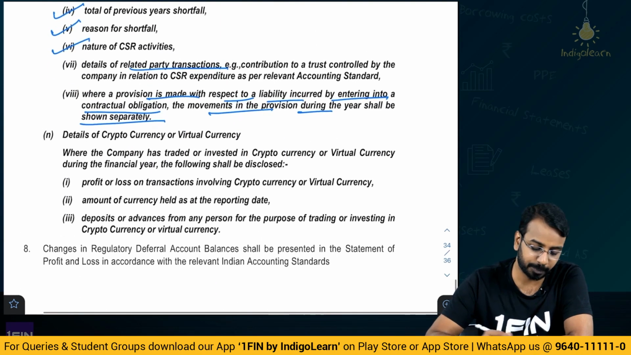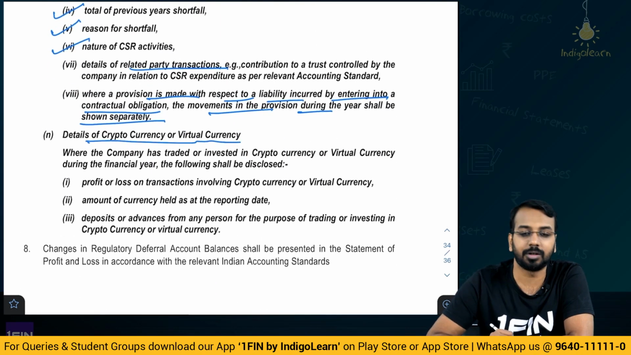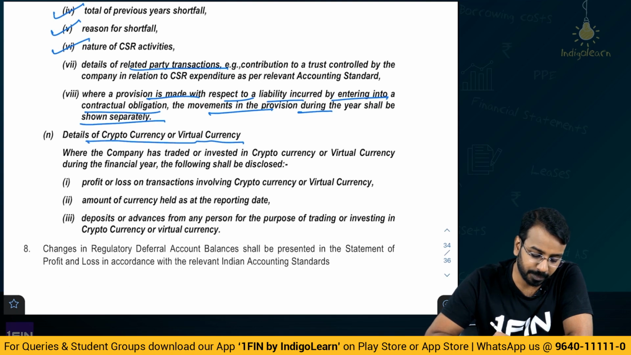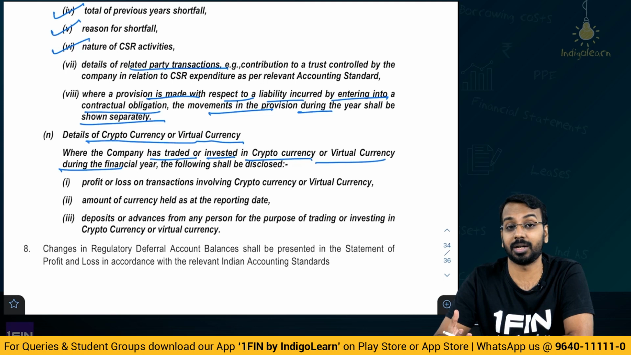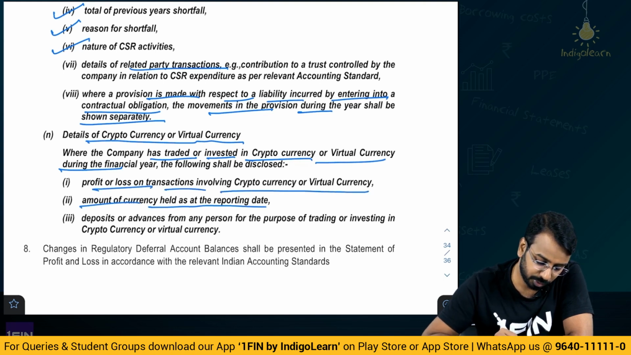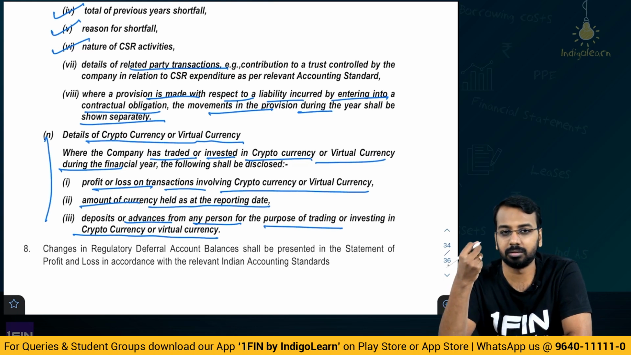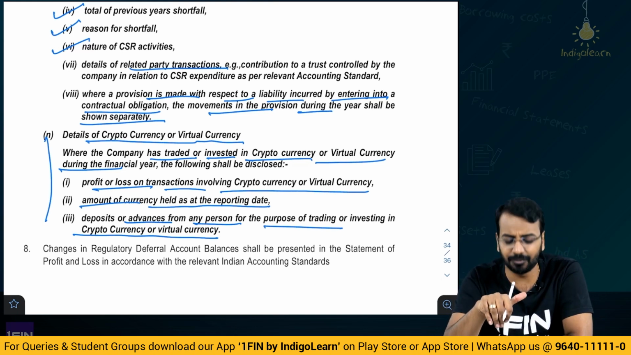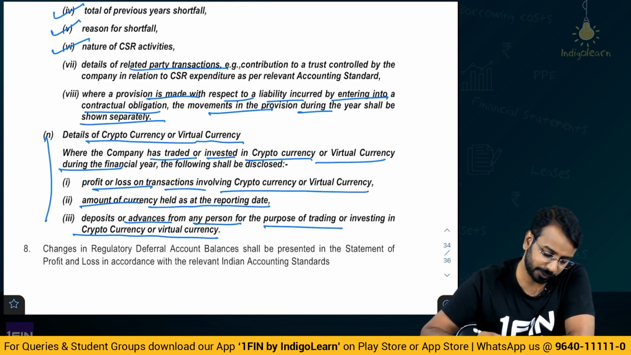Then, a very hot topic, cryptocurrency or virtual currency. Where the company has traded or invested in cryptocurrency or virtual currency during the year, like Bitcoin, you have Dogecoin, you have Ether, right? There are a lot of them. So, you have to disclose profit or loss on transactions involving cryptocurrency, amount of currency held as at the reporting date, deposits or advances from any person for the purpose of trading or investing in cryptocurrency. See, now the hype around cryptocurrency has gone down significantly, but still this has to be disclosed.